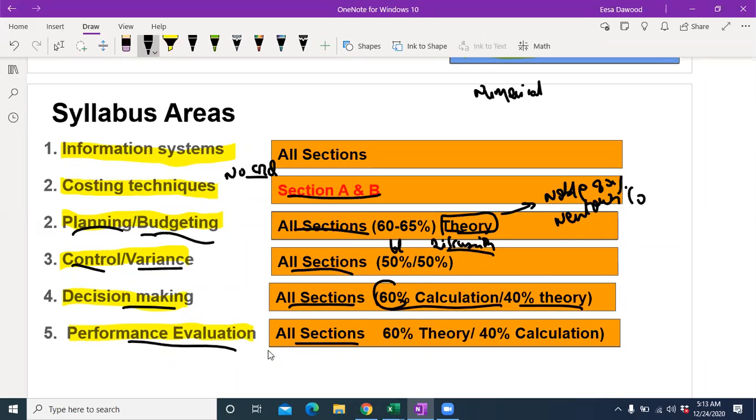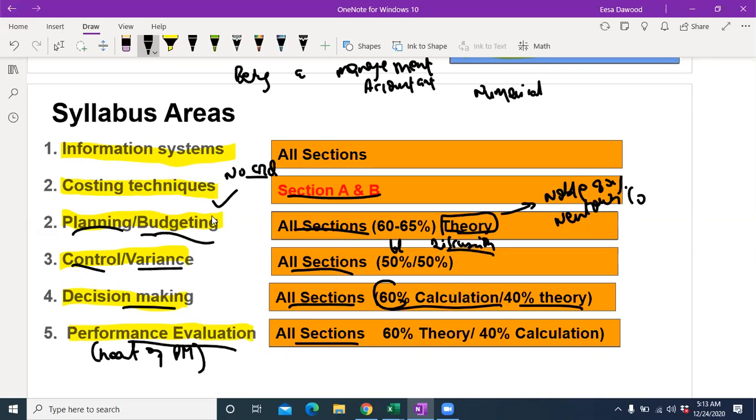In performance evaluation, it is basically the heart of the PM paper, because the paper name is performance management. You should develop all these skills. Being a management accountant, that's your role. You should know how you are going to plan things.